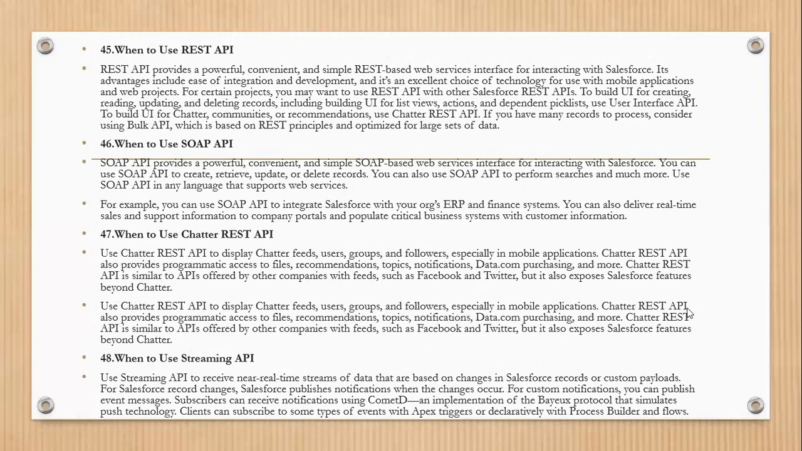Basically, more the application Chatter REST API provides programmatic access to files, recommendations, topics, notifications, data.com, purchasing, and more. Chatter REST API is similar to the API offered by other companies with feeds such as Facebook and Twitter, but it also exposes Salesforce features behind Chatter.